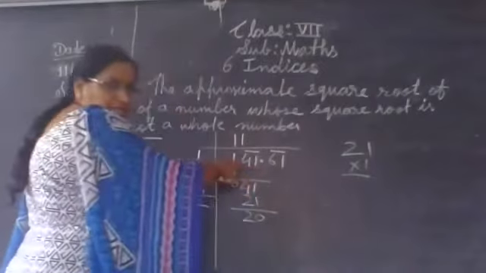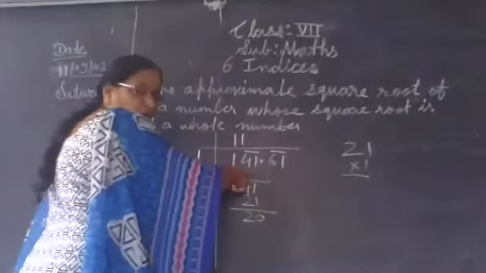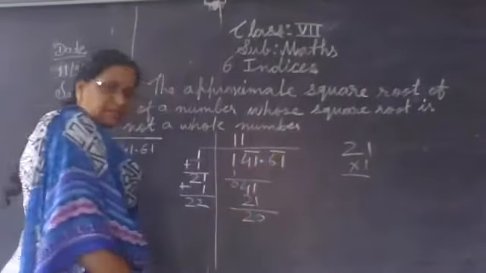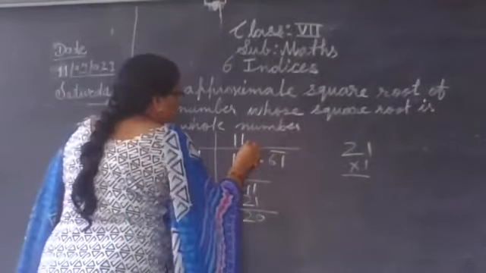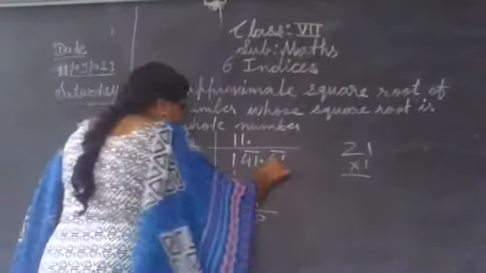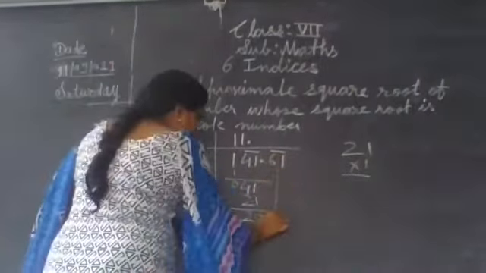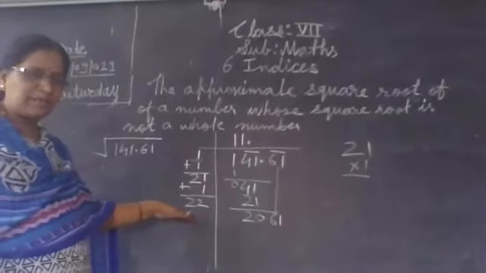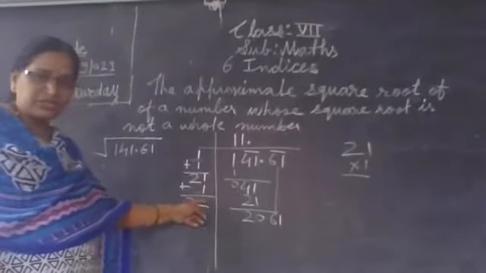Now see children, here our whole number is complete. Division with the whole number is complete. So we will put the decimal point over here. Now bring down this pair, 61. You have to bring down the pair, not a single digit. Now here we have the divisor 22, so you have to write a number beside this 22 and multiply by the same number.